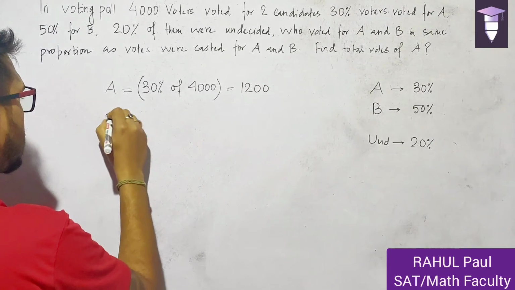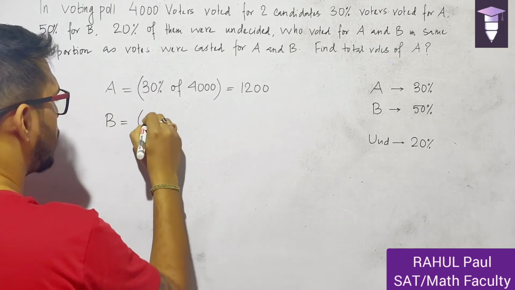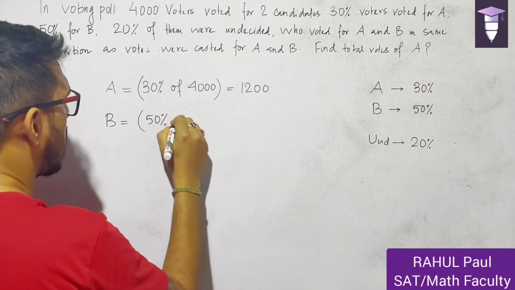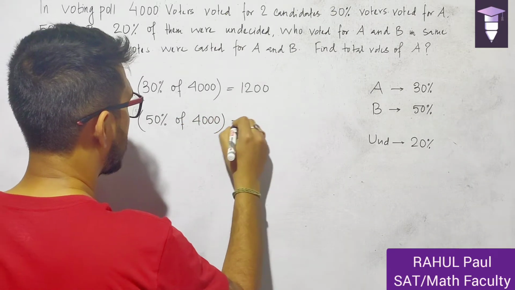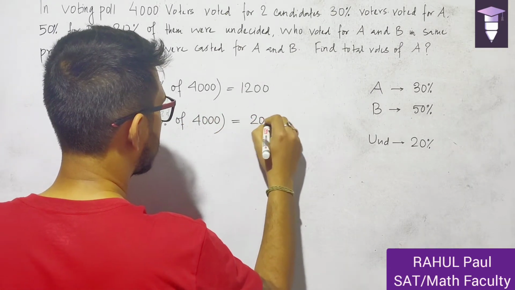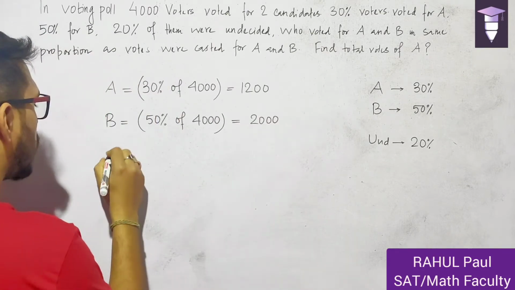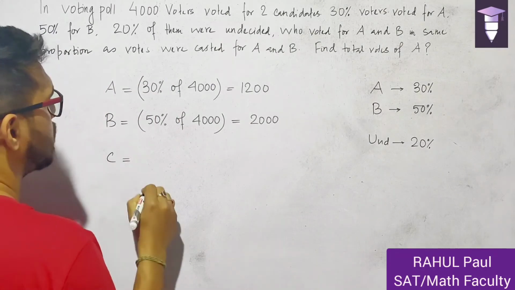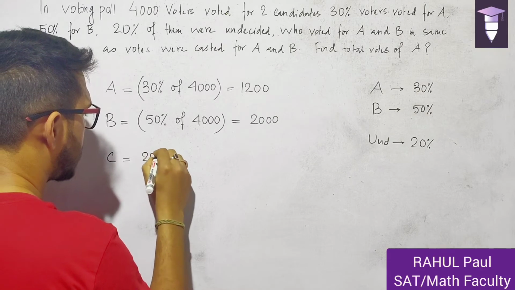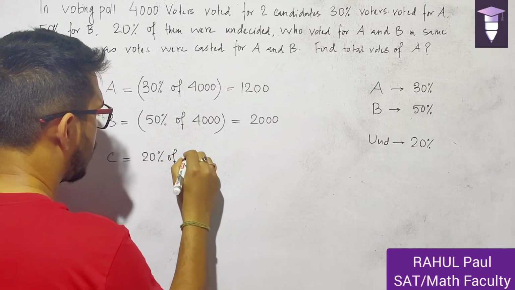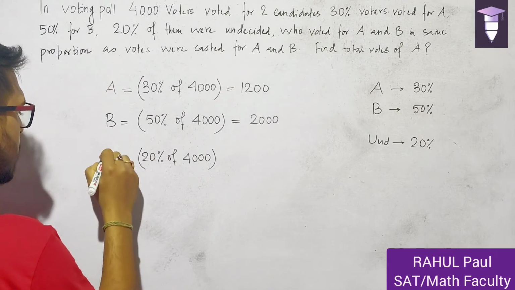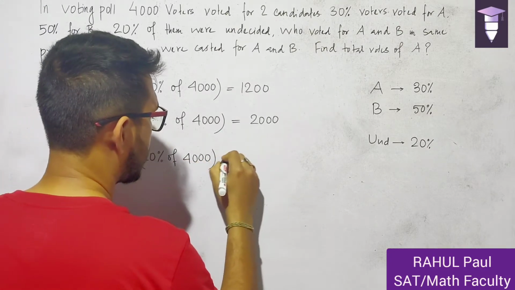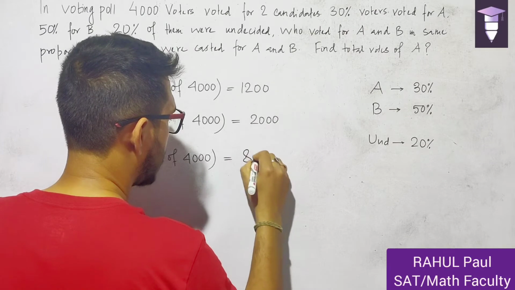Then B will be getting 50% of 4,000, which is 2,000. So automatically the leftover will be C, which is again 20% of 4,000. So basically it's not C, it is the undecided one, which I had referred by C. So that is going to be 800.